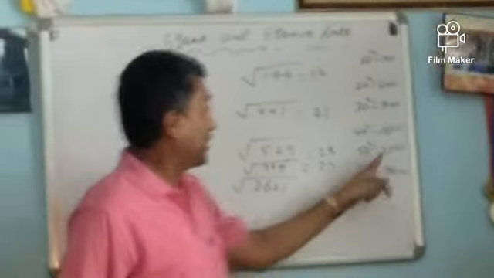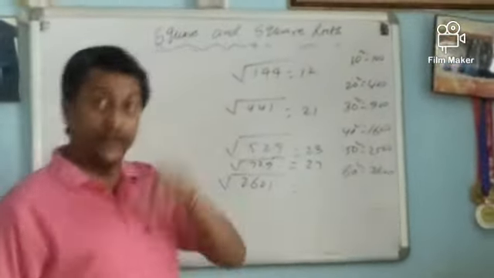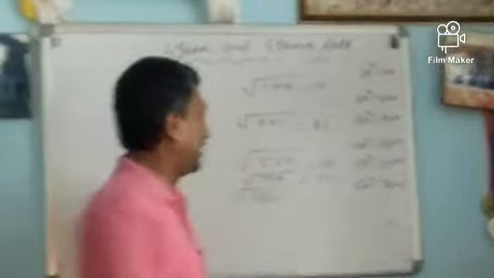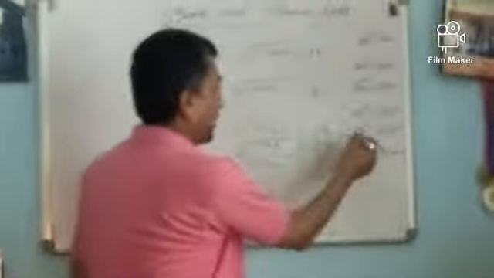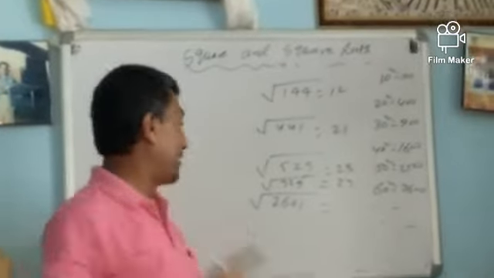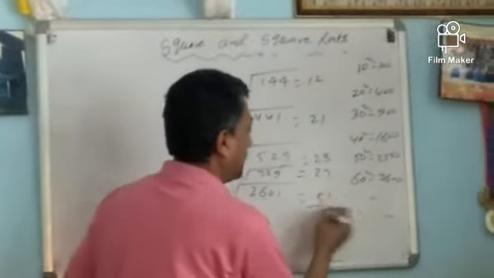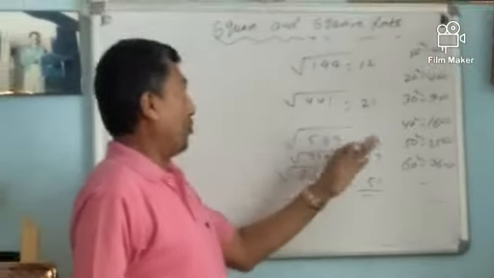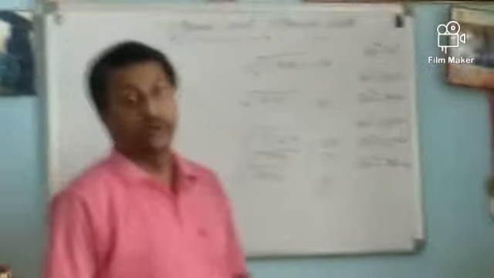We just have to see the number nearest to which number. Last, 2601. That means 2601 is near to 2500. 2500 is a square of 50. So after 50 which number comes? 51. So 1 one is 1. 1 is there, that means 51. So this is the easy way to find the square root of a given number.